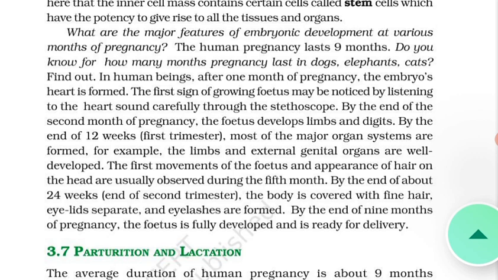The first movement of the fetus and the appearance of hair on the head are usually observed during the 5th month. कौन से मंथ में ऑब्जर्व होते हैं? 5th मंथ में. ठीक है.